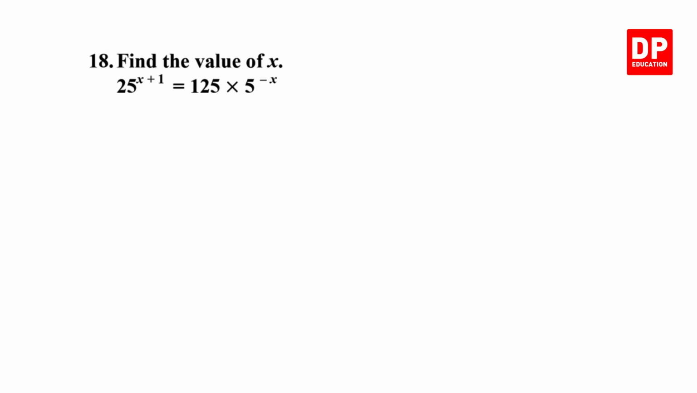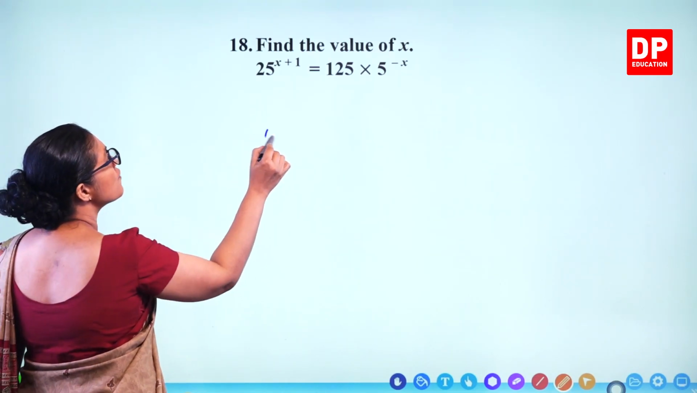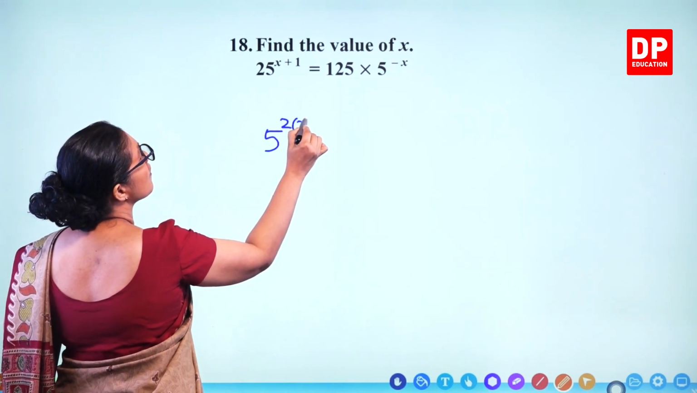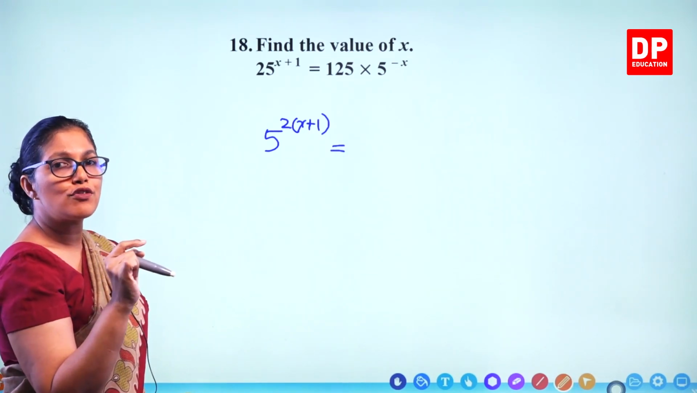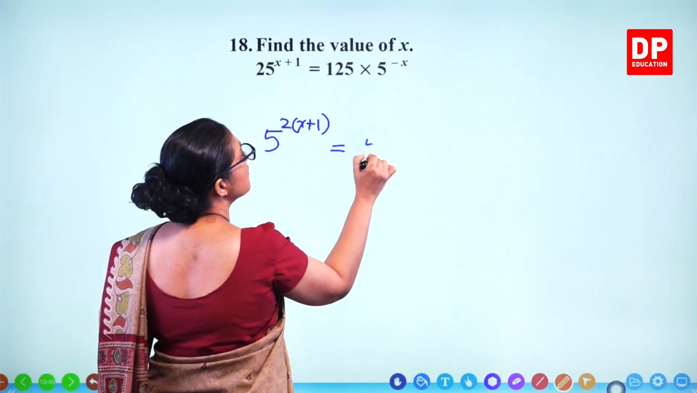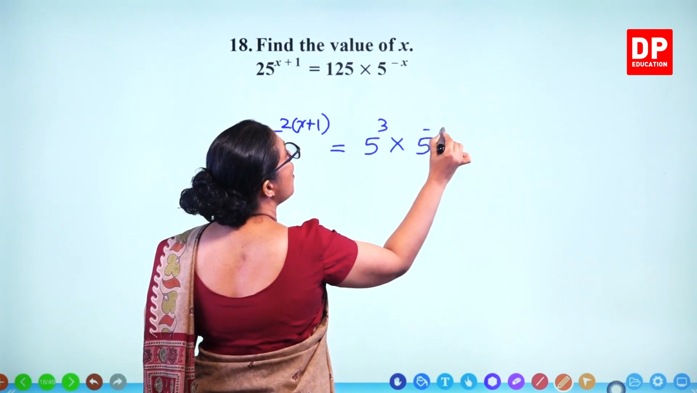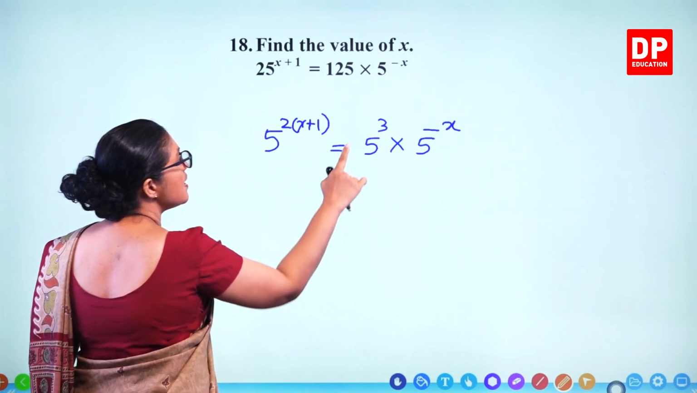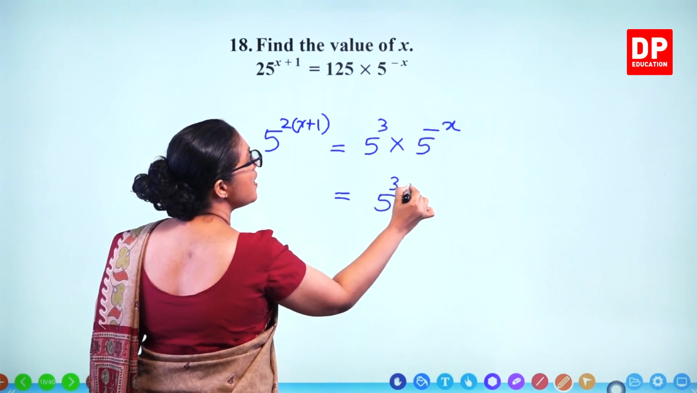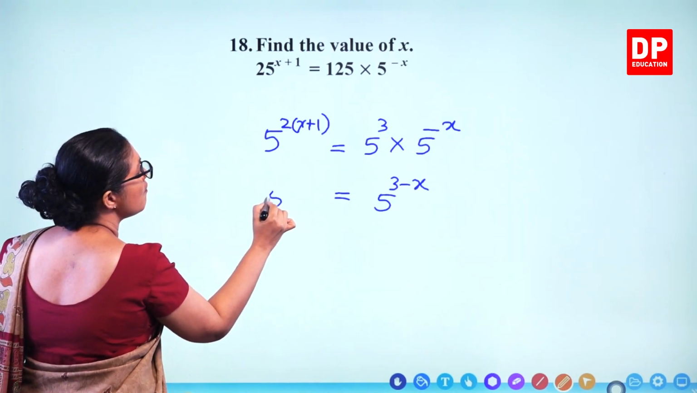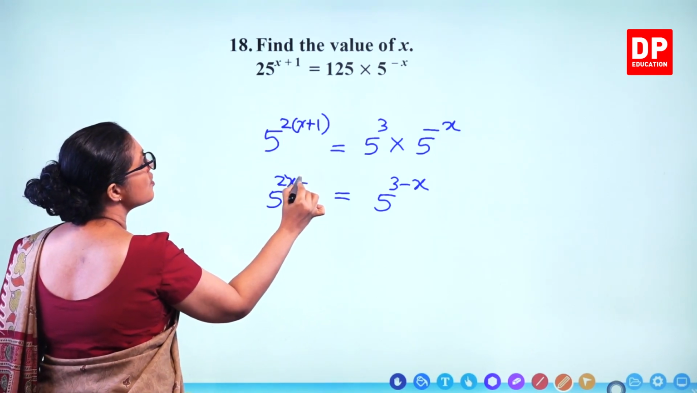Question number 18. Find the value of x. All our powers there. 25, 125, 5. So it's easy to convert to base 5. So what is 25? 5 squared. What's 125? That's 5 to the power 3. 5 times 5 times 5. Now use laws of indices. Same base, different powers multiplication, you can add the powers. So when you are adding, you get 3 minus x. Here, what you get? 2x plus 2.